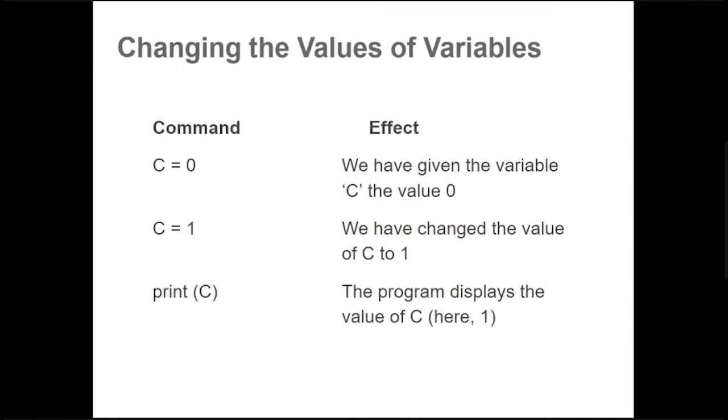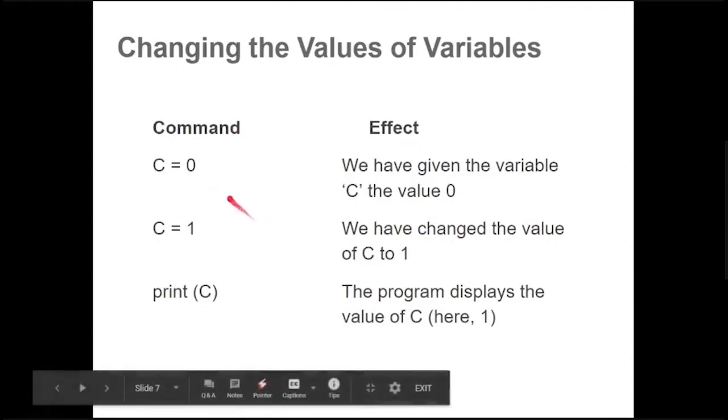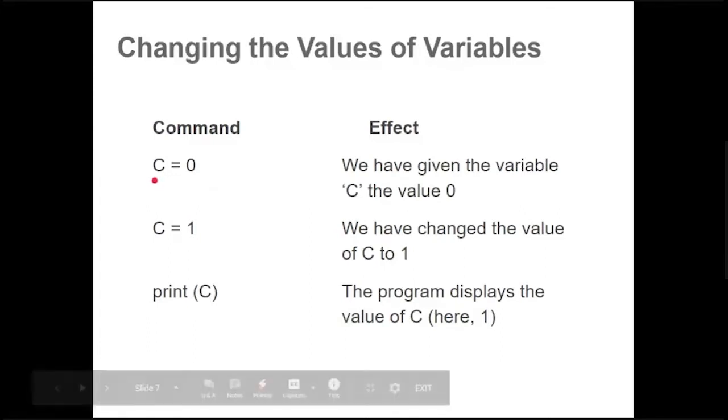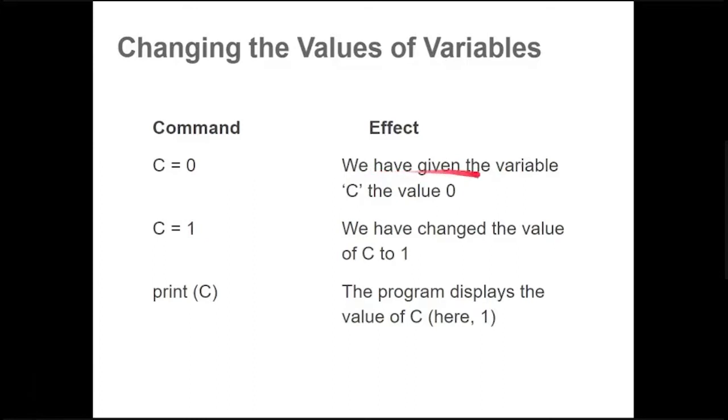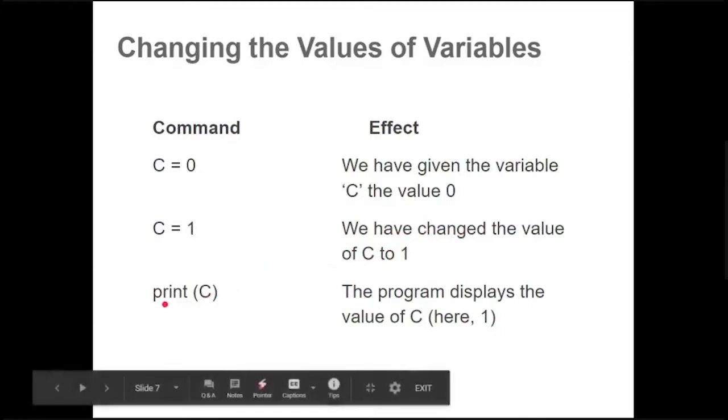Now let's talk about changing the values of variables. If I enter a variable name c equal to 0, we have given the variable c the value 0. Then, in the next step of my program, I write c is equal to 1. We would have changed the value of c to 1. I then mention that I'm going to print the value of c. The program would then display the value of c, which in this case would be 1.